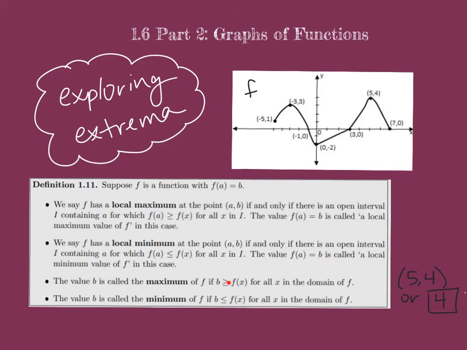And we can see that 4 is greater than all the other y values in the entire domain. There's no other y value greater than 4. Similarly with the minimum, there's no y value, f of x, that is less than this negative 2 here. So that is why that is our minimum.